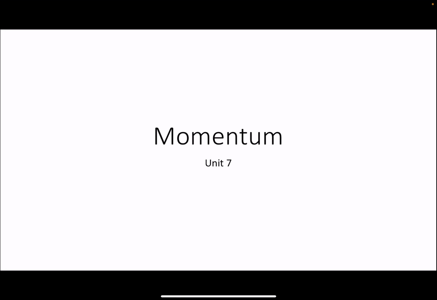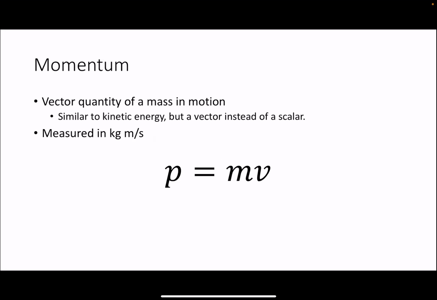Okay, today we're going to talk about momentum. So momentum is a vector quantity of mass and motion. Should make sense if you see the equation there. It's talking about m and v. It's similar to kinetic energy, but a vector instead of a scalar.